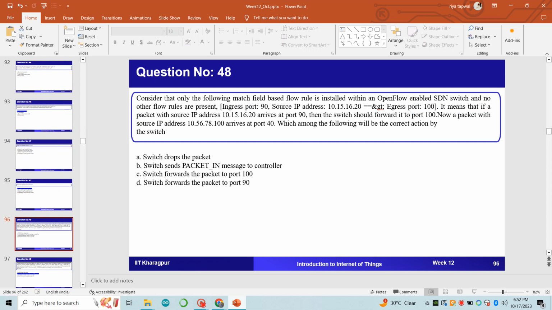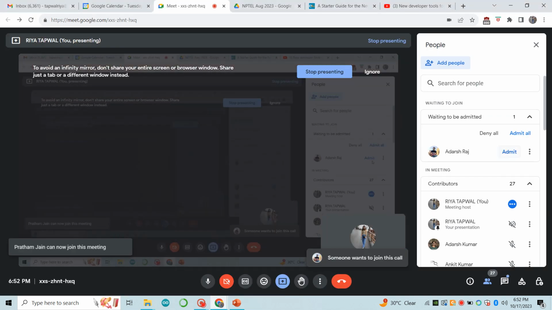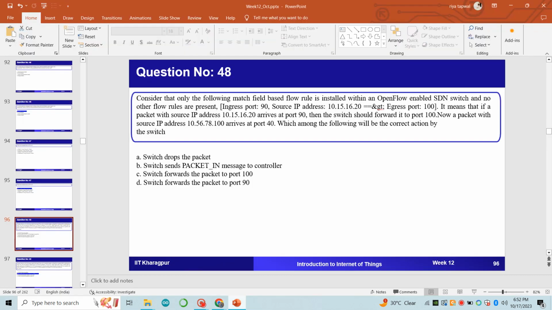Next question is, consider that only the following match field based flow rule is installed within an OpenFlow enabled SDN switch and no other flow rules are present. That is, your ingress port is 90, source IP address is 10.15.16.20, then egress port is 100. It means that if a packet with this source IP address arrives at port 90, then the switch should forward it to port 100.